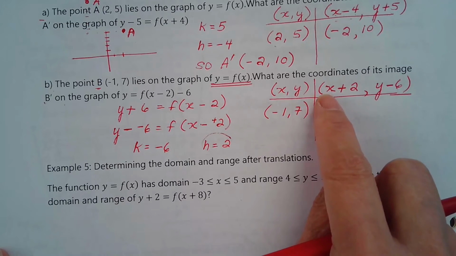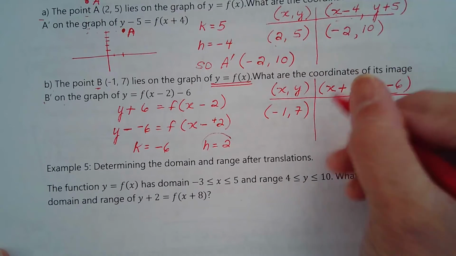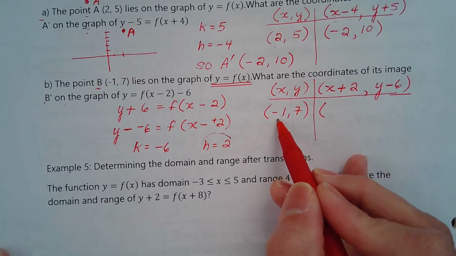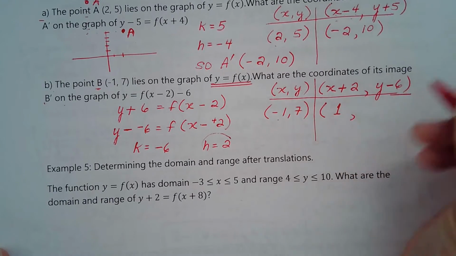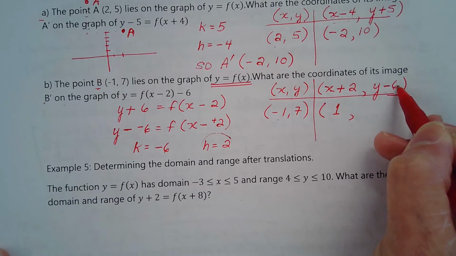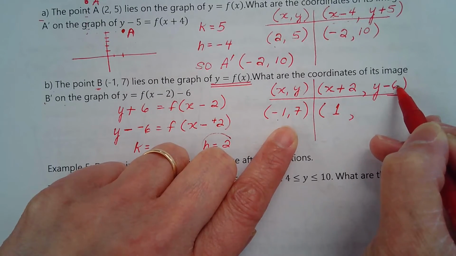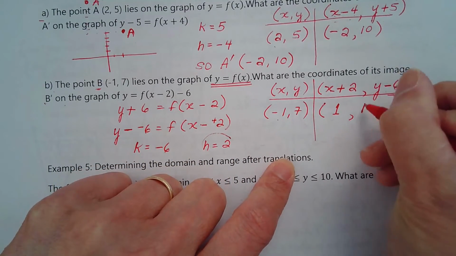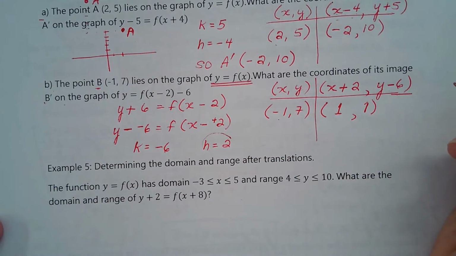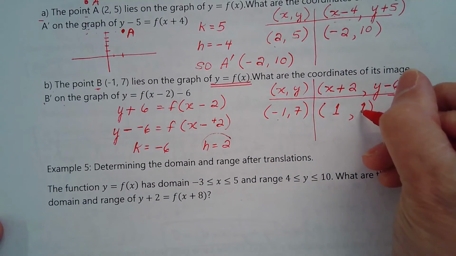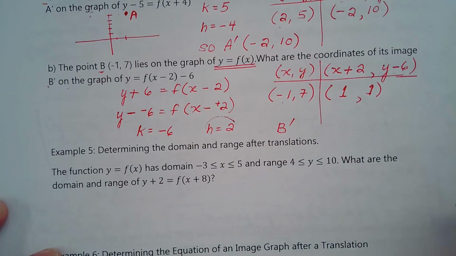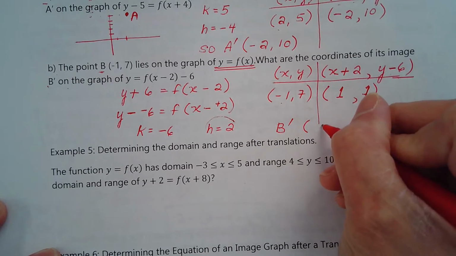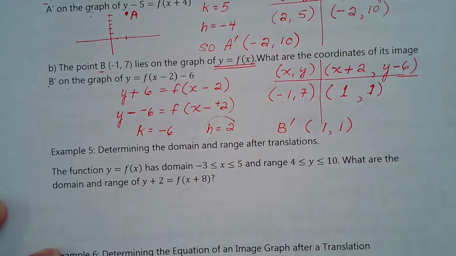So x plus 2, the new point would be, if x is negative 1, it's going to be negative 1 plus 2 is positive 1. Y minus 6, now if 7 is the y, so 7 minus 6 is 1. So therefore B prime is at now 1, 1.